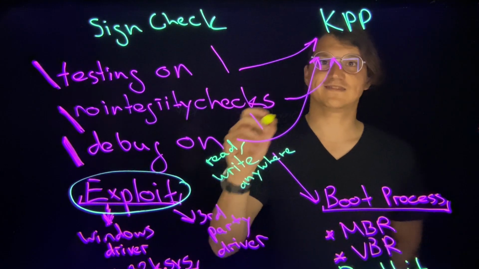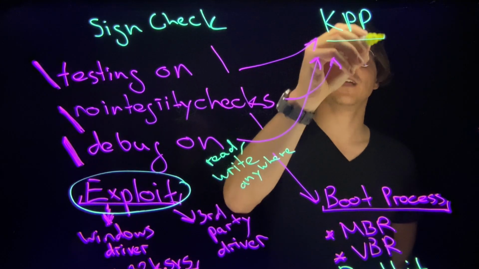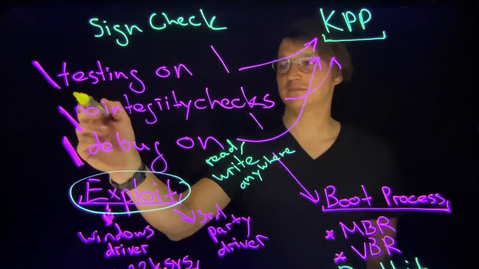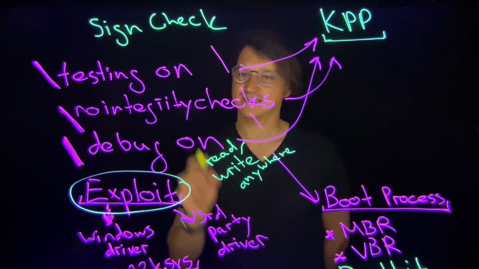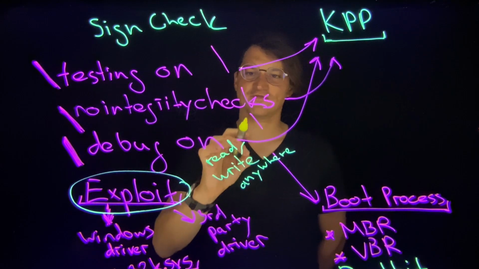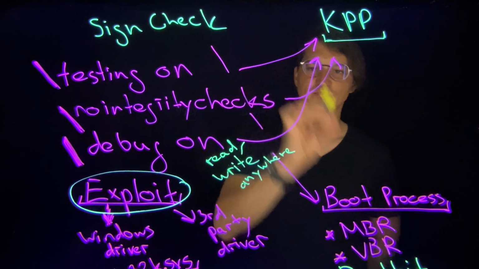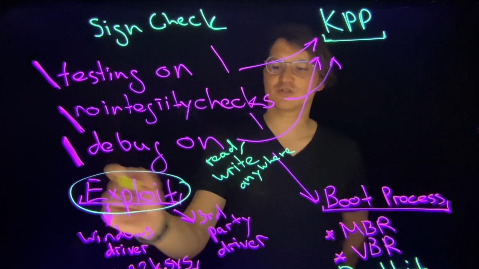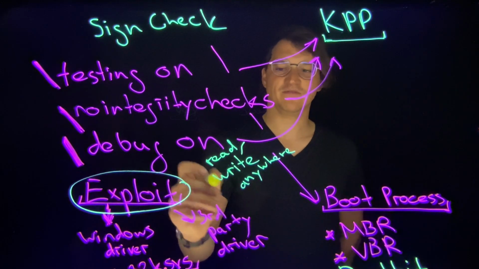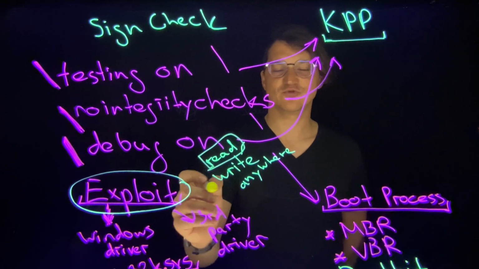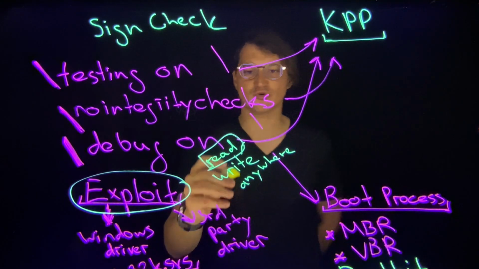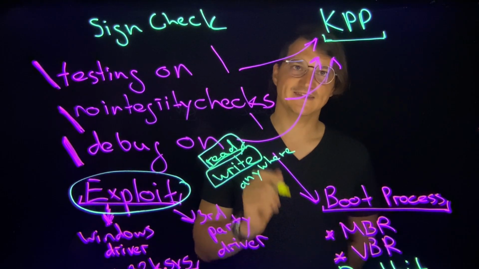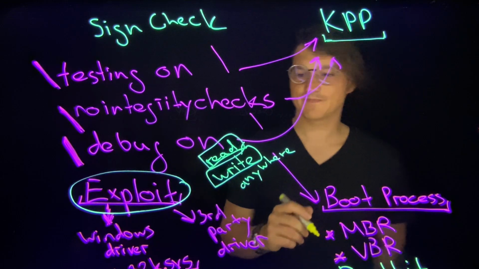So what it could do is find the flag which notifies KPP that it should be disabled. For example, when you run testing on or no integrity checks, when Windows boots, it sets a certain flag which tells KPP not to be started, right? It's some Boolean variable inside the memory. So what an exploit could do is modify that Boolean variable. First, use the read functionality to find where this flag is stored, and then use the write functionality to override it with 0. And this can completely disable PatchGuard.